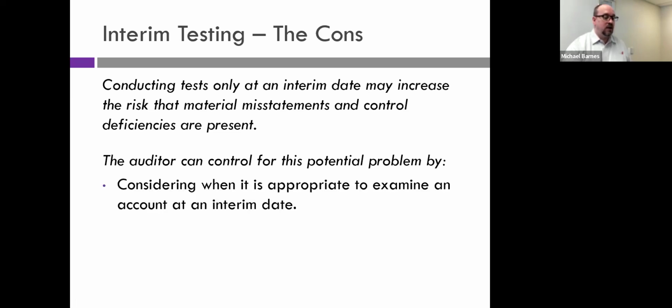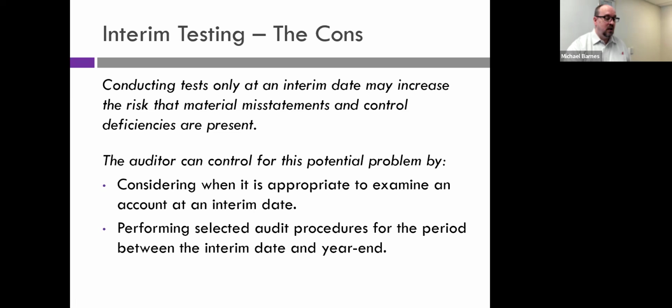We can consider when it's appropriate to examine an account at an interim date and perform selective procedures for the period between the interim date and year end. So when we talked about testing interim dates, we want to make sure that when the controls are operating a certain way, those controls are operating the same way at period end. Usually what this will require is the auditor doing some follow-up work to make sure the controls are still operating effectively.